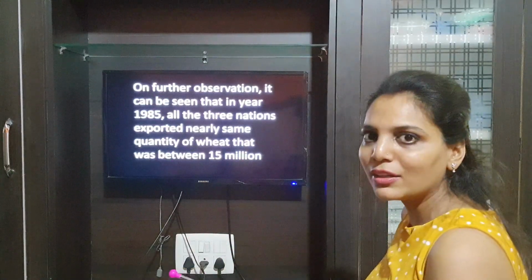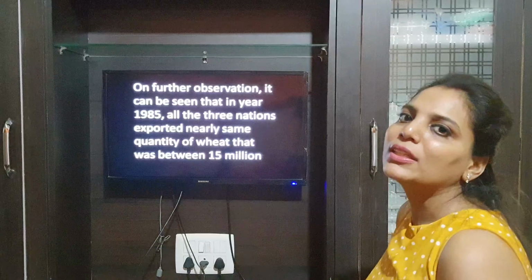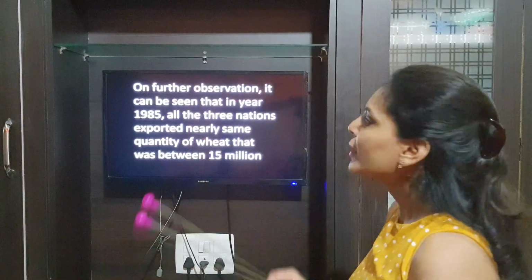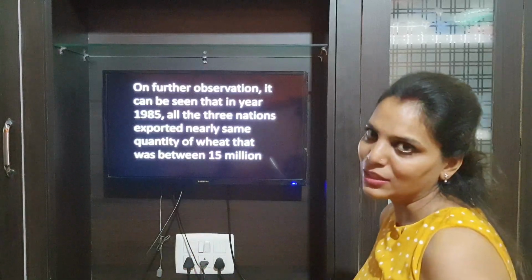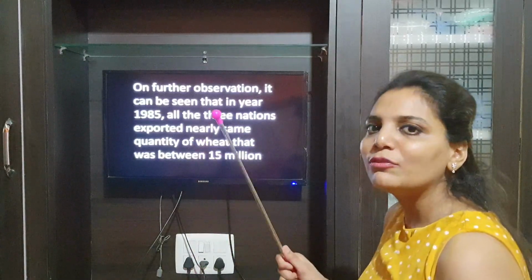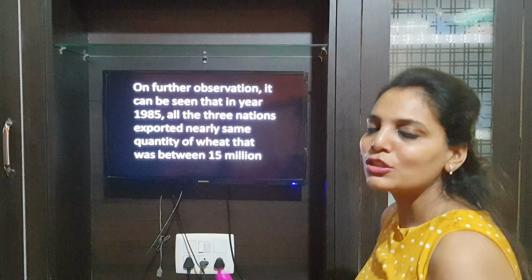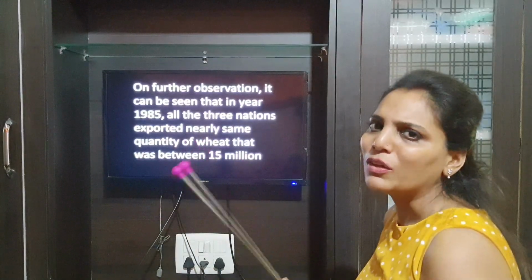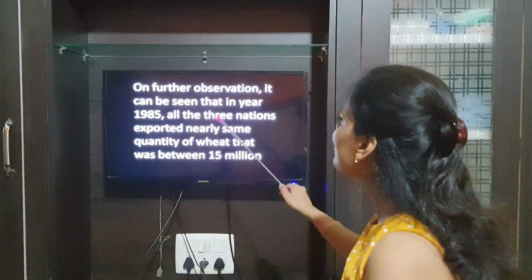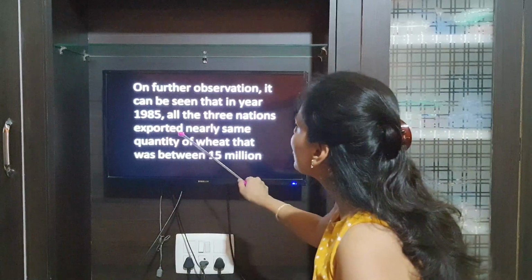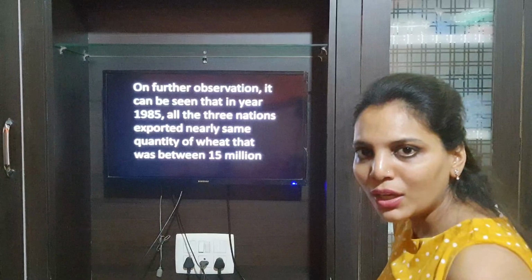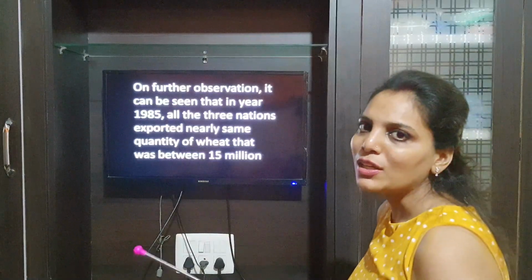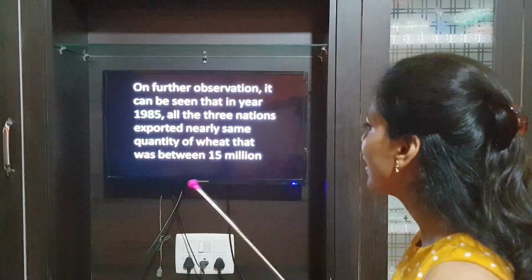It is better to write it that way and compare all the three countries together, right? So we saw that in year 1985, I told you while discussing the graph also, that wheat exports of all the three nations were almost equal, nearly the same. So that is what I have written. All the three nations exported nearly the same quantity of wheat.